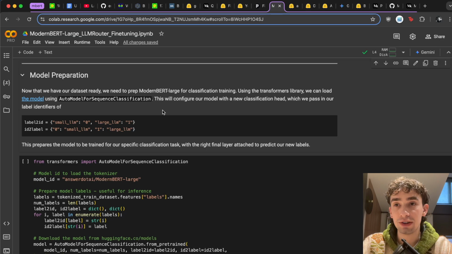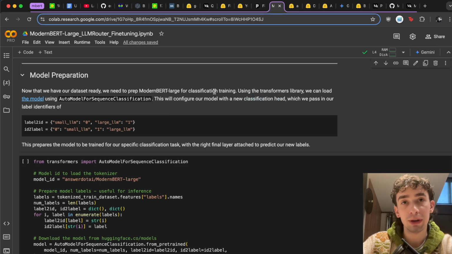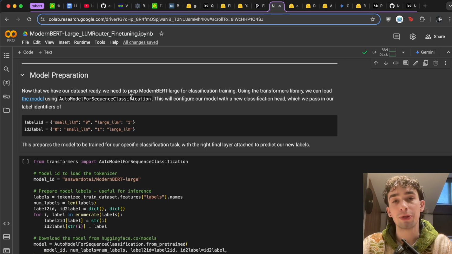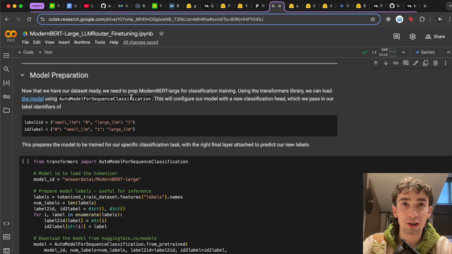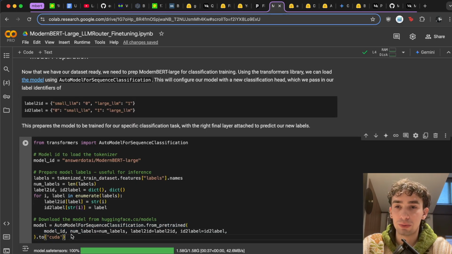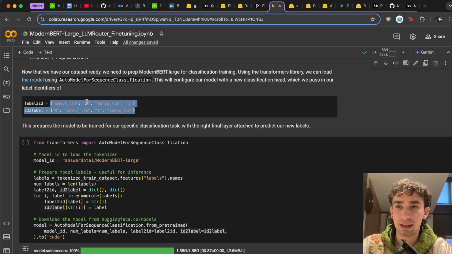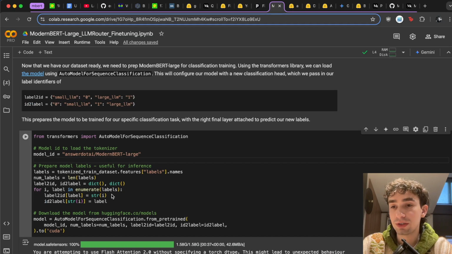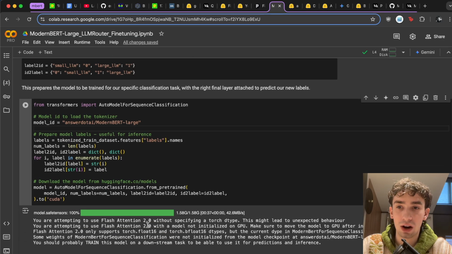Essentially for classification, we're going to be adding one final step where the output of the model runs through a layer or two, and it does the prediction of either 0 or 1. So we pass in the model as well as the number of labels, which is going to be 2 in this case, and the label-to-ID and ID-to-label dictionaries, which are going to look a little bit like this.